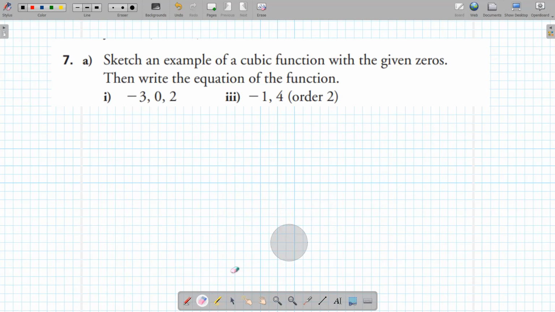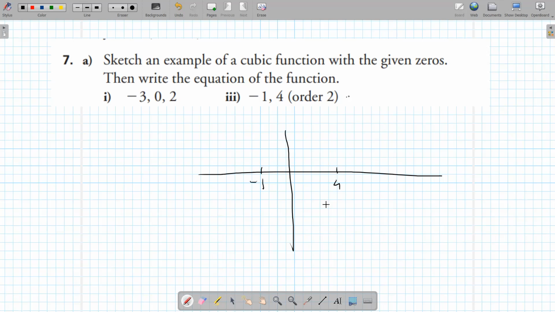Let's look at B. How many zeros does the cubic function have for this one? There's 2 zeros. There's 1 at -1. Then there's 1 at 4, right? But you see this order 2 means there's a double root at 4, okay? So you can either make this positive, it's going to go up, but a double root always means a turning point. Boom. You can either do that, or you could also do upside down like this, and boom.